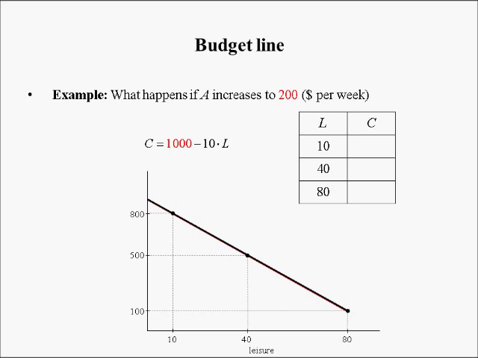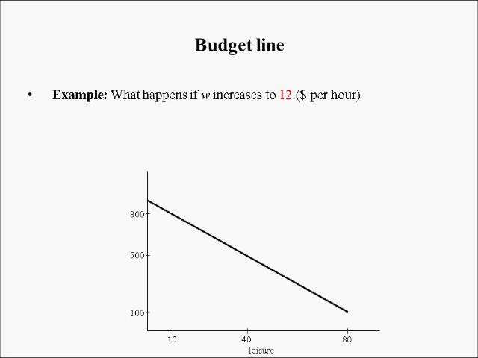When leisure is 10, consumption is 900. 1,000 minus 100 is 900. When leisure is 40, 1,000 minus 10 times 40 is 600. When leisure is 80, well, 80 times 10 is 800. 1,000 minus 800 is 200. So the budget line shifts up. It's a parallel shift up, and it shifts up by $100.